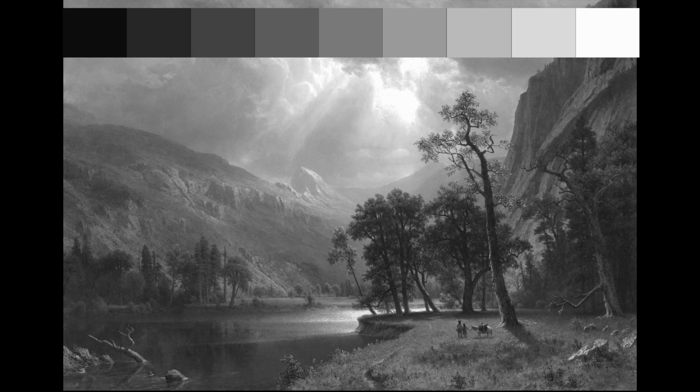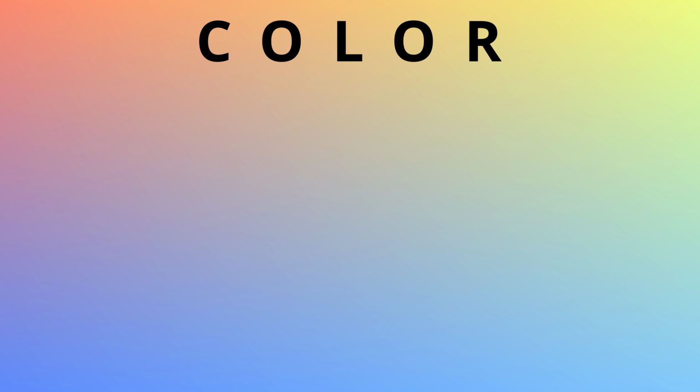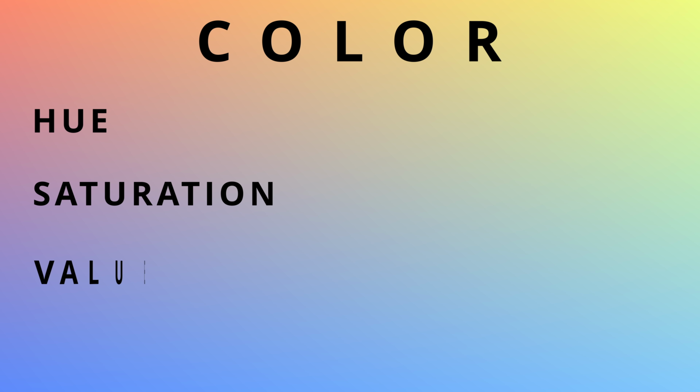It's the easiest way to visualize or categorize values because instead of saying that's kind of dark, you can say that's around a value 3 or that's close to a value 7. Every color we use actually has three main components: hue, saturation, and value.